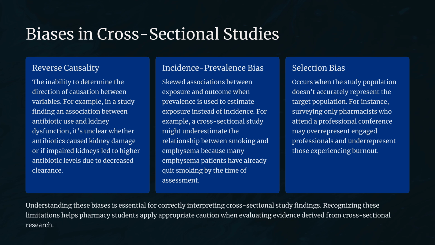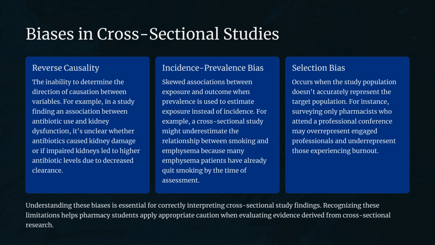Incidence-prevalence bias: basically, you can have these types of skewed associations between the exposure and the outcome when prevalence is used to estimate exposure instead of incidence. An example we might see is in a cross-sectional study, we might underestimate a relationship between smoking and emphysema because patients with emphysema have already quit smoking by the time of the assessment. So we can't capture that. We think maybe they have emphysema for some other reason, but actually they just quit smoking because they ended up with emphysema. And finally, selection bias is a big one with cross-sectional studies.